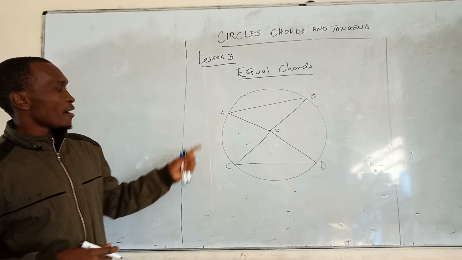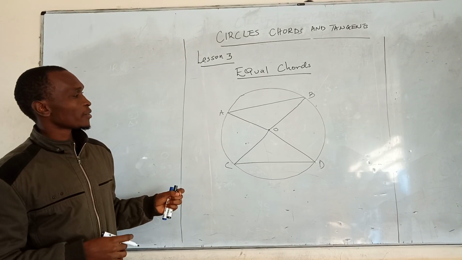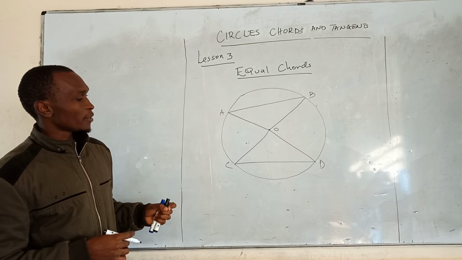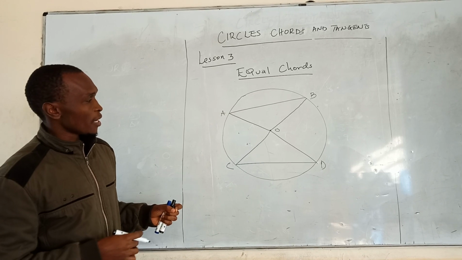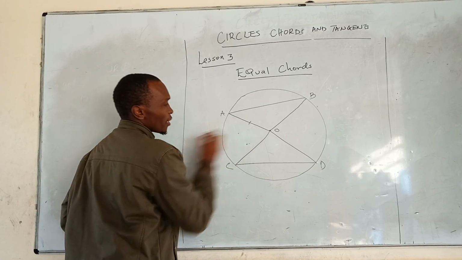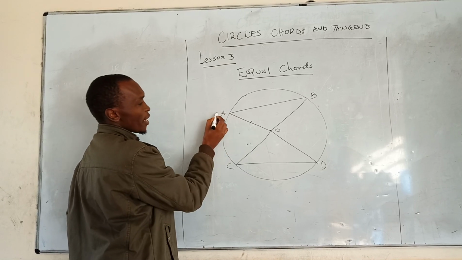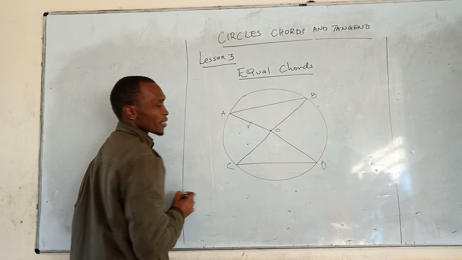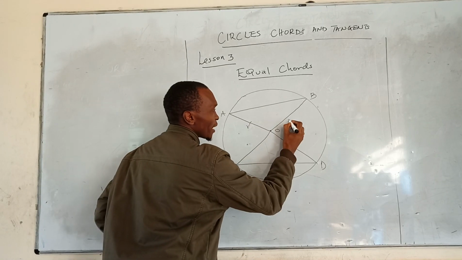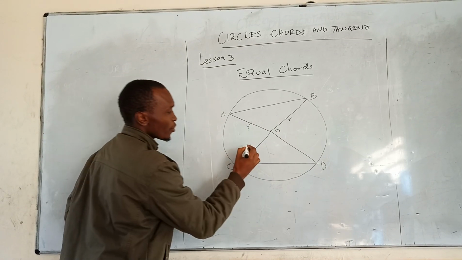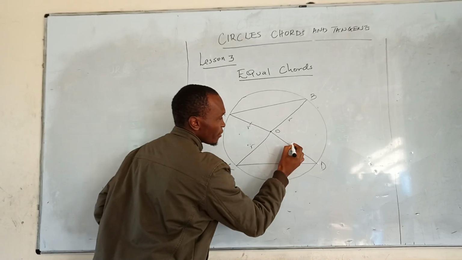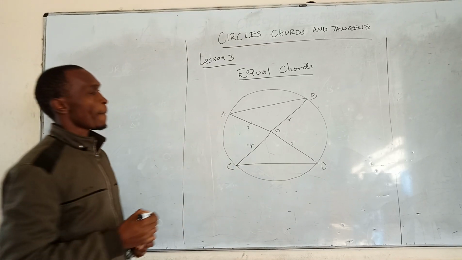So as you can see, I've come up with two triangles, triangle ABO and triangle COD. Now these triangles, because I've joined from the circumference of the circle, it means that AO is a radius, OB is also a radius, CO is also a radius, and even OD is a radius.